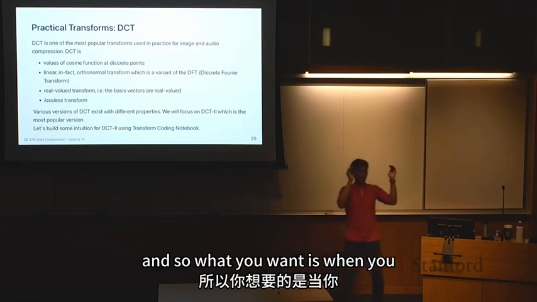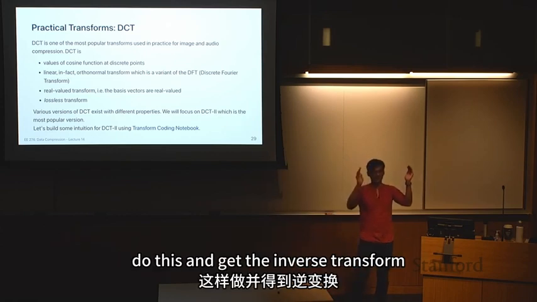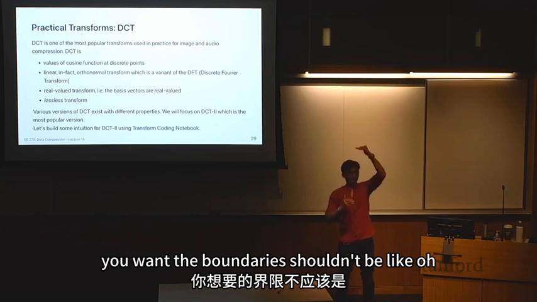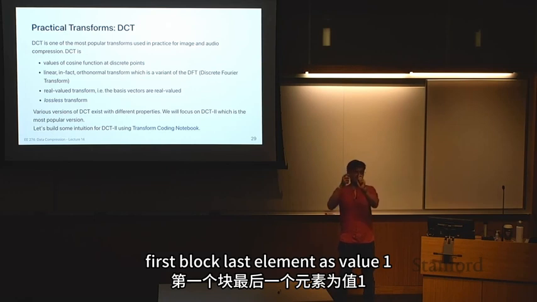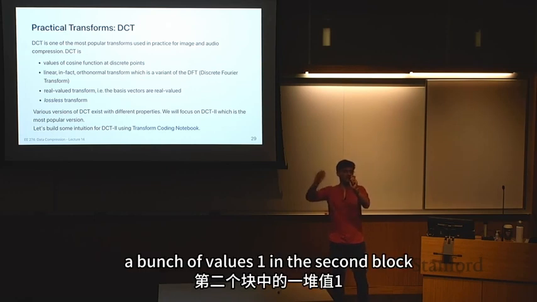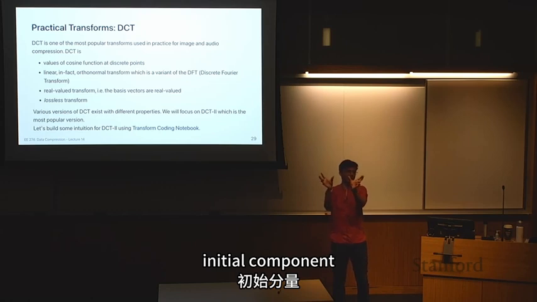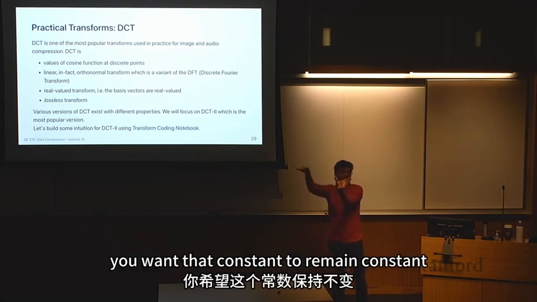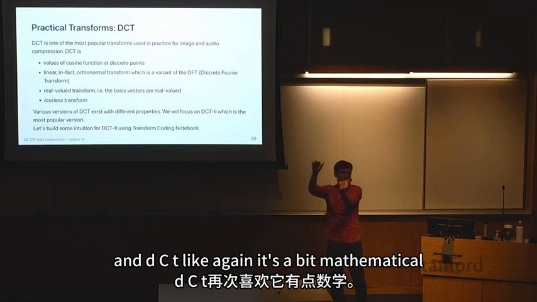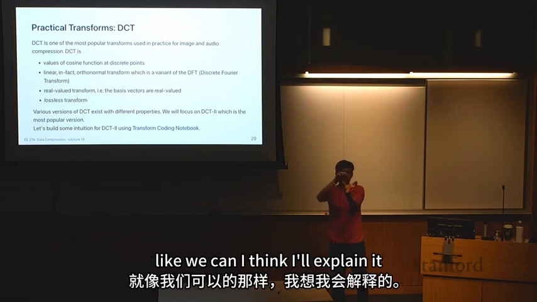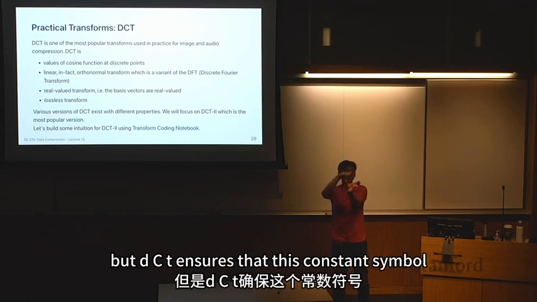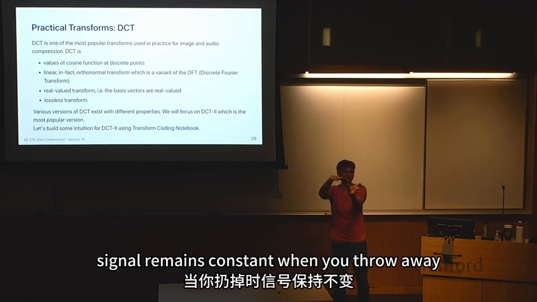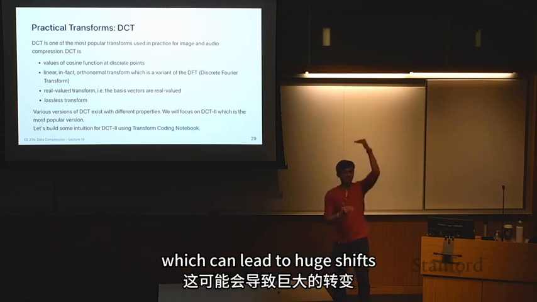And so what you want is, when you do this and get the inverse transform, the boundaries shouldn't have a sudden jump. Imagine you had the first block's last element as value 1, and similarly a bunch of values 1 in the second block's initial components. You want that constant to remain constant across the blocks. DCT, again it's a bit mathematical, I'll post a much more detailed answer after the class, but DCT ensures that this constant signal remains constant when you throw away components, compared to DFT, which can lead to huge shifts.